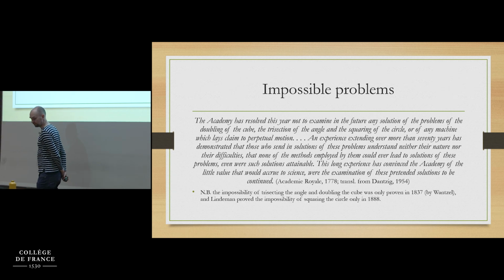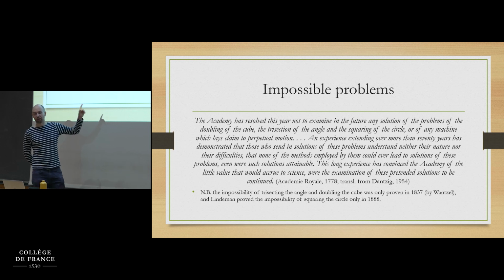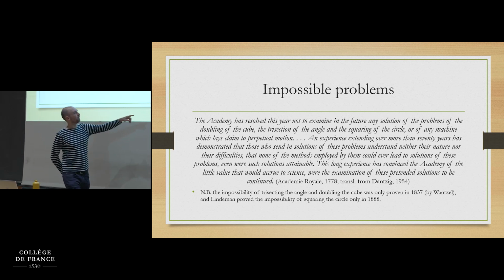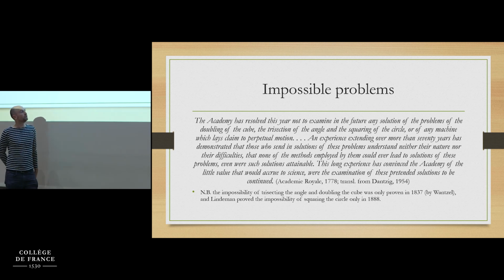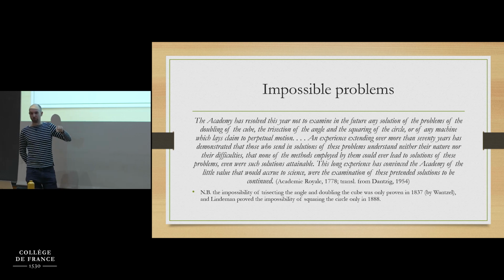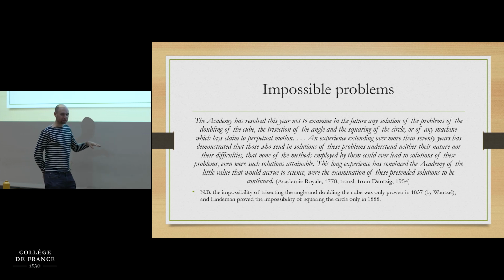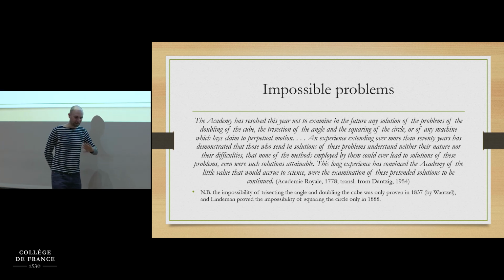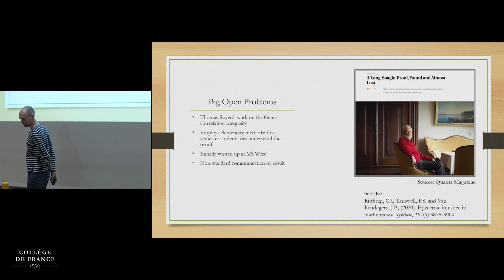Of course, remember that the actual formal proof that these problems were impossible to solve came about half a century later by Wantzel, and then, what I mentioned already, the Lindemann proof. So when the Academy wrote this, they didn't actually know it was formally impossible. Nonetheless, they said, well, this is just taking up too much time with way too little benefit for us, so we're not going to look at this anymore. Okay, so that's the impossible problems bit.